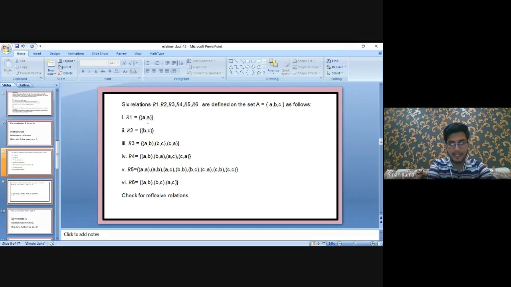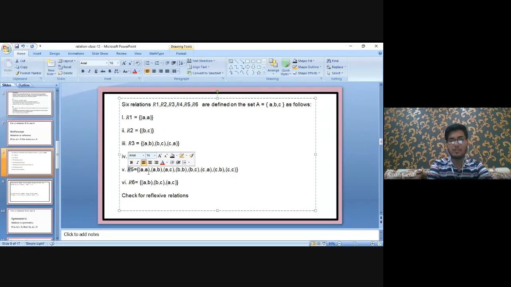So any relation out of these that contains these ordered pairs is what? R5. Any other relation does not contain this type of ordered pairs. For that, we need ordered pairs of (A, A), (B, B), and (C, C). Then only the relation will be reflexive. So only R5 out of these examples is a reflexive relation.